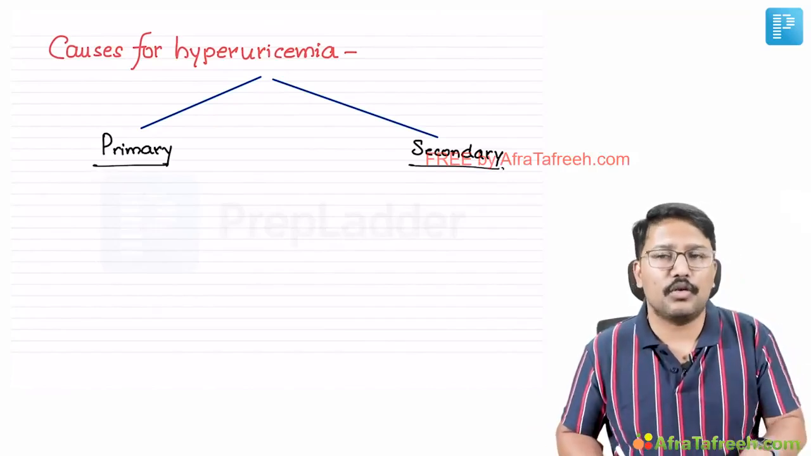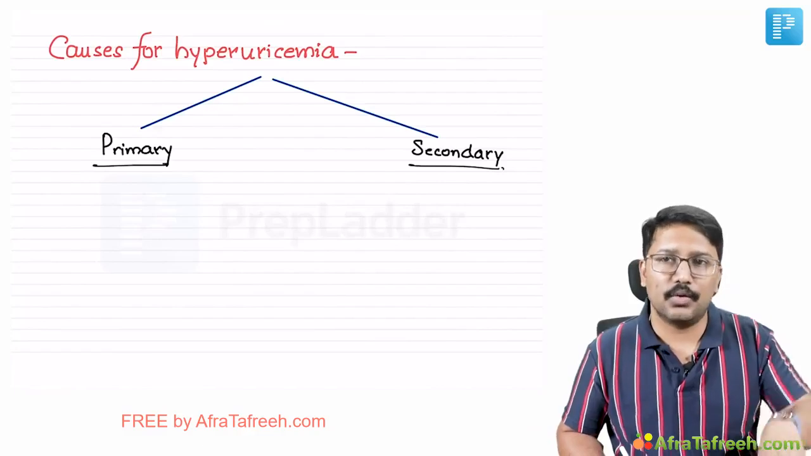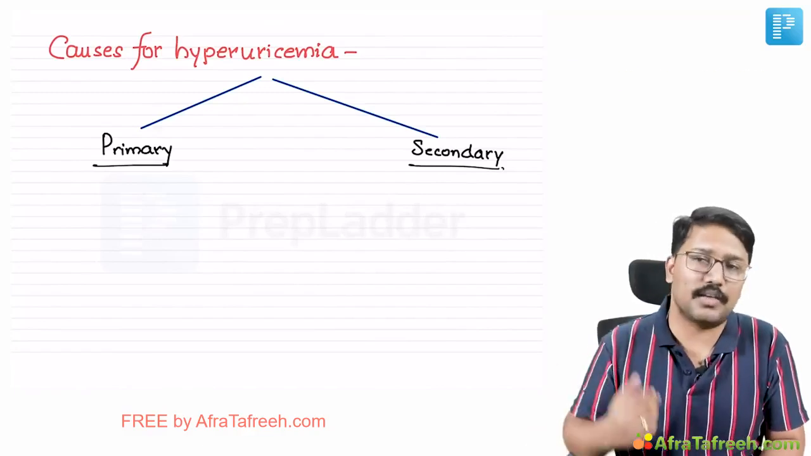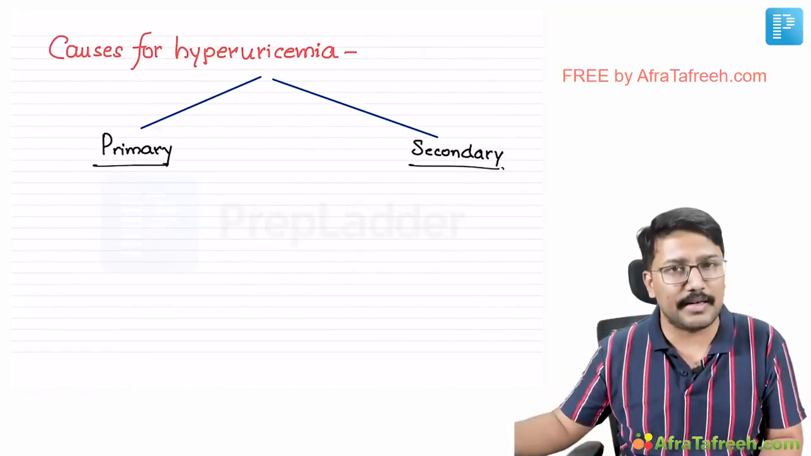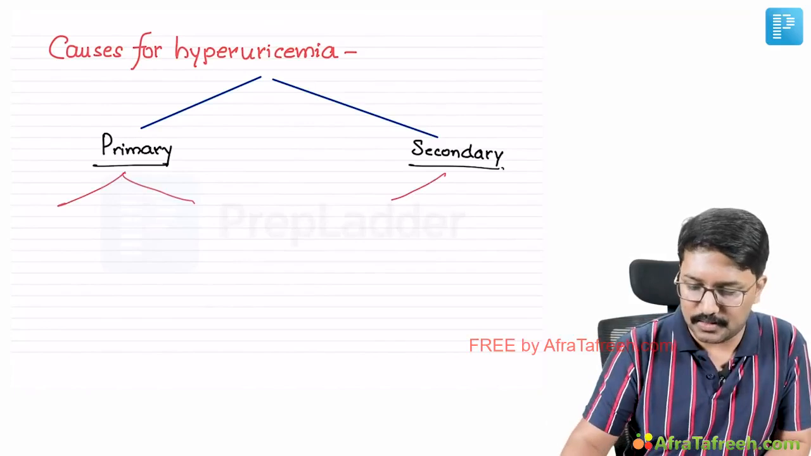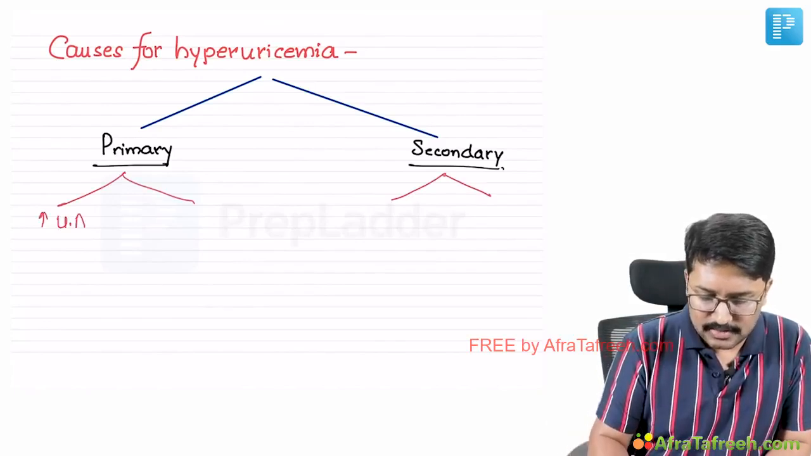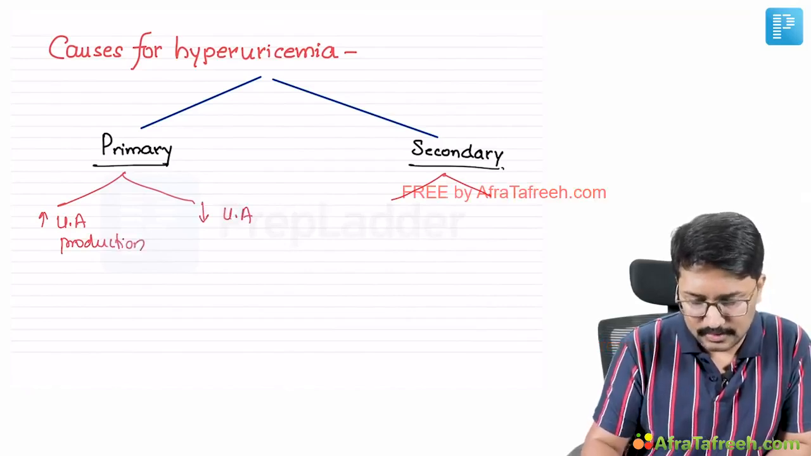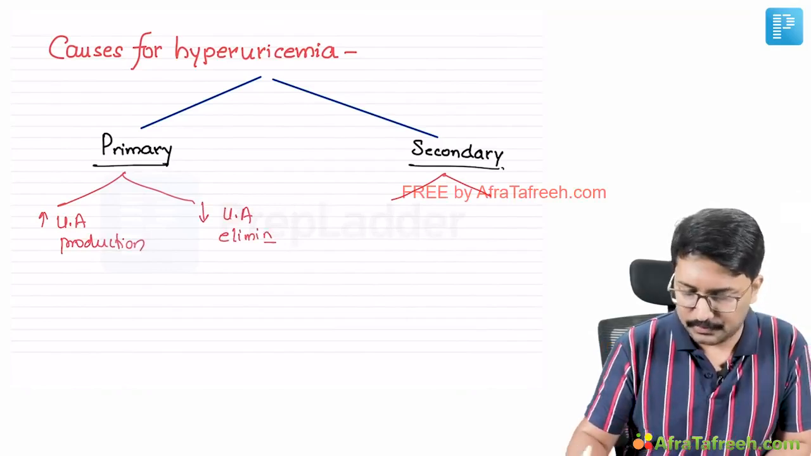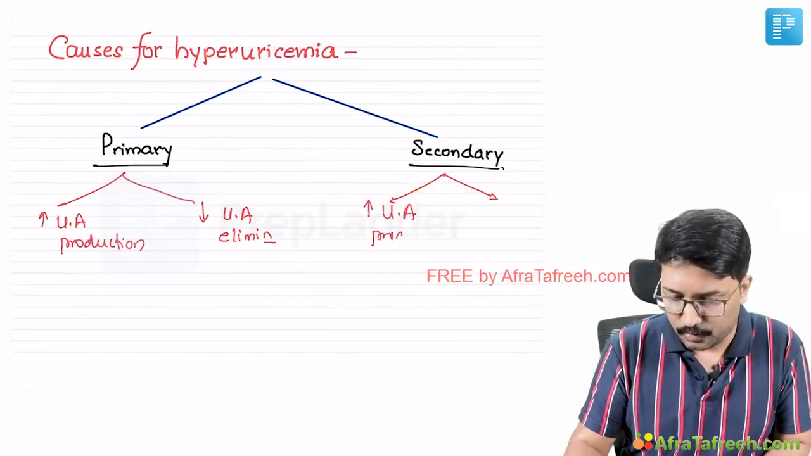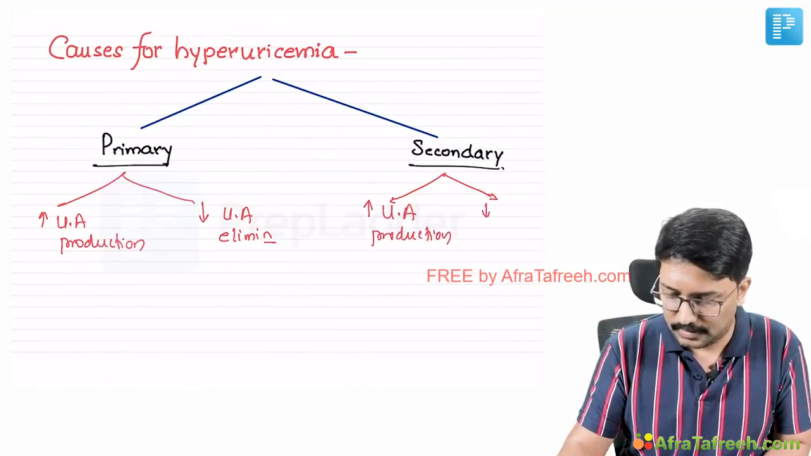In both these cases, there are two possible broad headings. In the sense, uric acid level is increased in these patients. So what are the possible causes? Either there is increased uric acid production or decreased uric acid elimination, right? So both these causes can be further subgrouped into conditions where there is increased uric acid production and where there is decreased uric acid elimination or excretion, right? So for secondary also, let us just classify into increased uric acid production and decreased uric acid elimination.